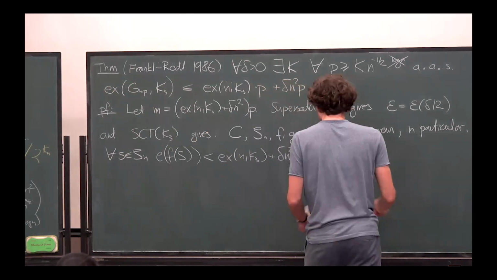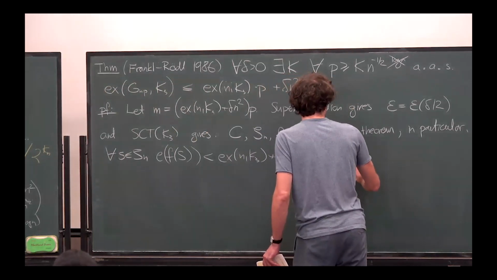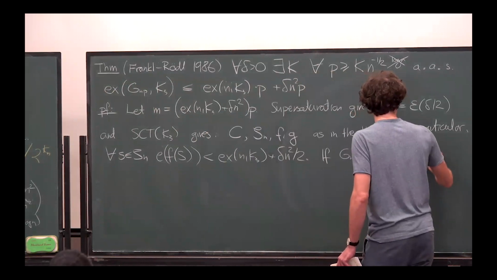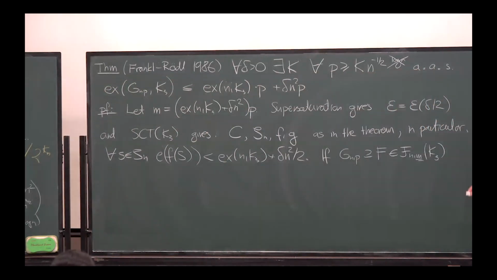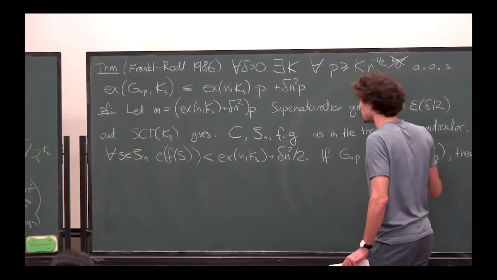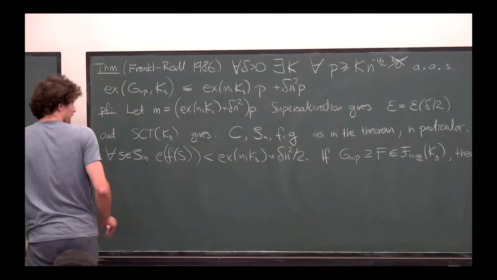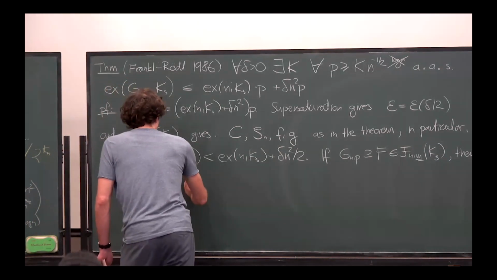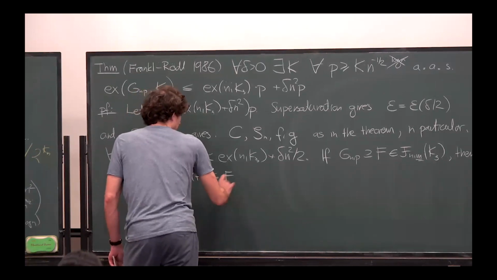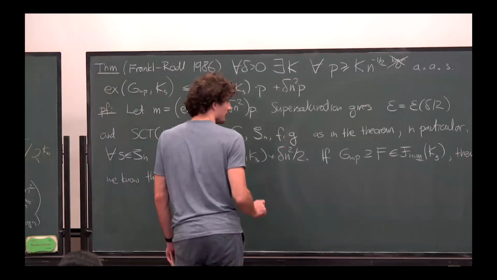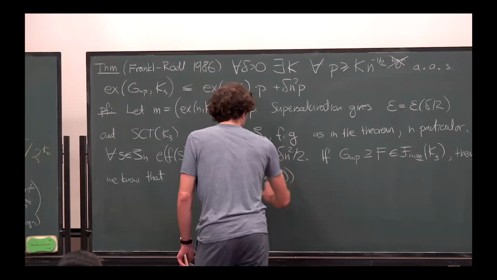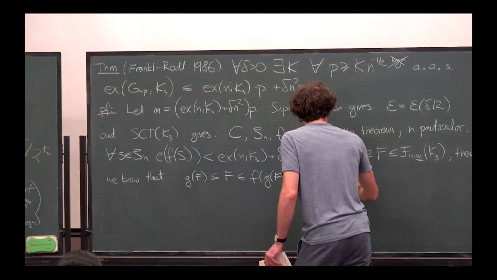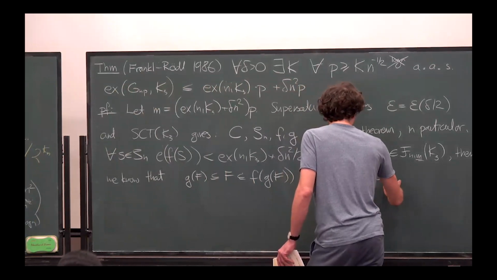And now, if G(n,p) would contain some graph F which is triangle-free and has m edges, then, well, this is a triangle-free graph, so let's use condition 1. So then we know that G of F sits inside F, and F sits inside F of G of F. So in particular, G of F is also a subgraph of G(n,p).